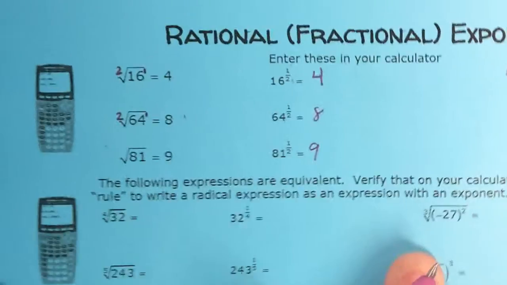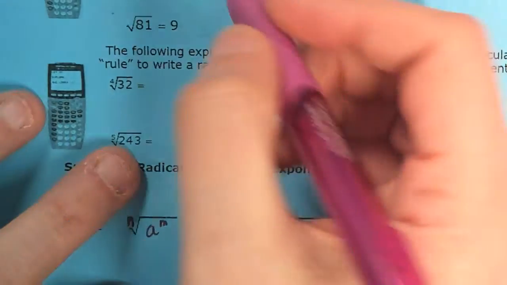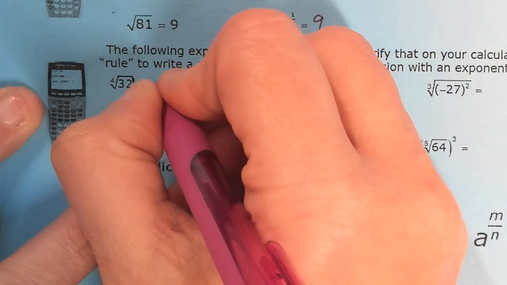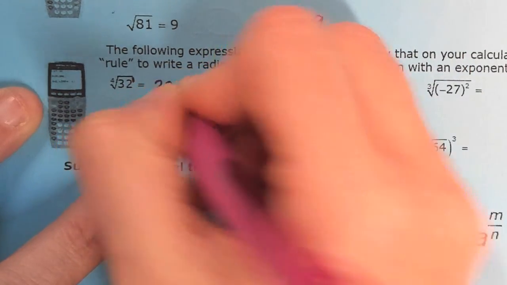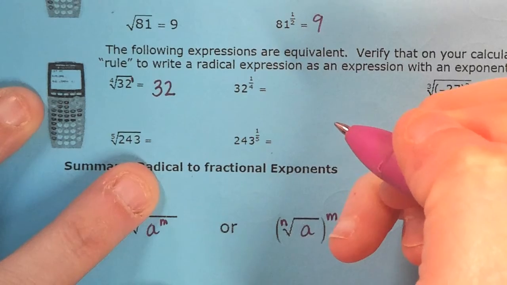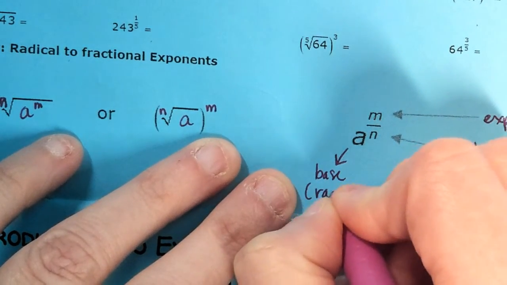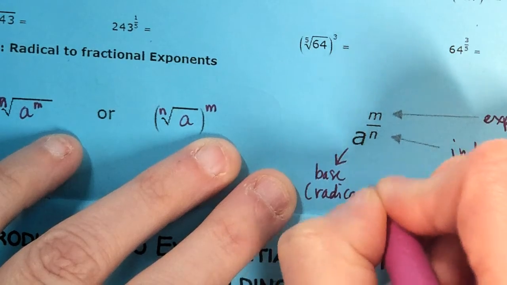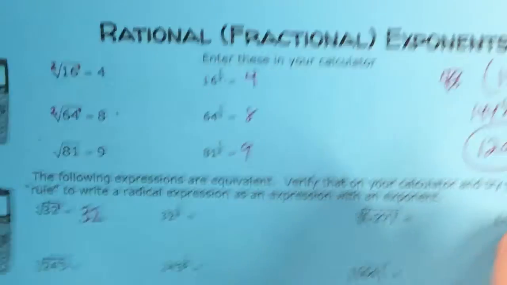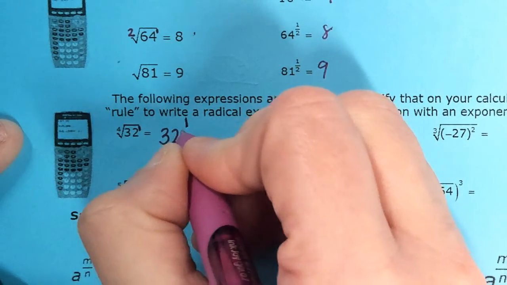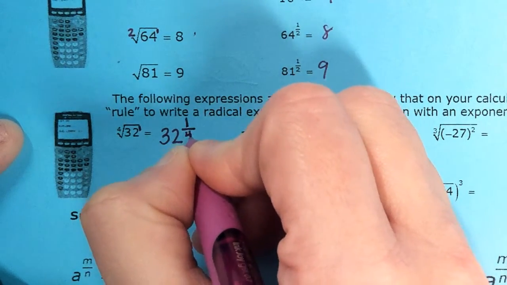So let's see if we can apply that to some of these problems, okay? If there's an invisible exponent, I'm going to write it down. The base, the radicand, becomes the base of the exponent, so let's write down that a is the base, or the radicand. Okay, so the radicand becomes the base. Now, the exponent stays on the top, the index goes on the bottom.